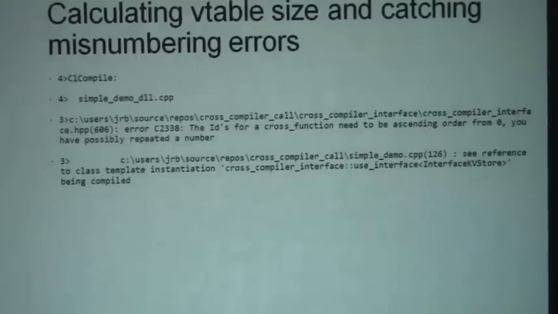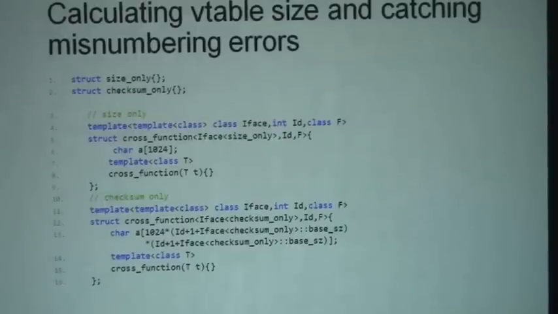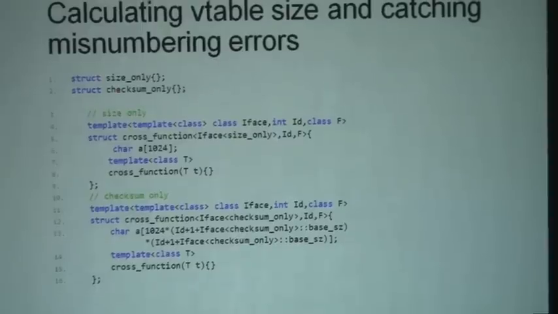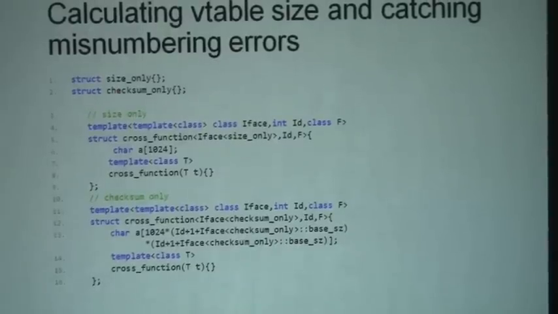How do we do that? So we have two structs, one is size only and one is checksum only. And remember, all of our cross functions take a template, right? So we can partially specialize it for size only. And here we just put a char array of 1024. And when it's the checksum, we can do 1,024 basically ID squared times 1,024, ID plus 1 squared times 1,024.